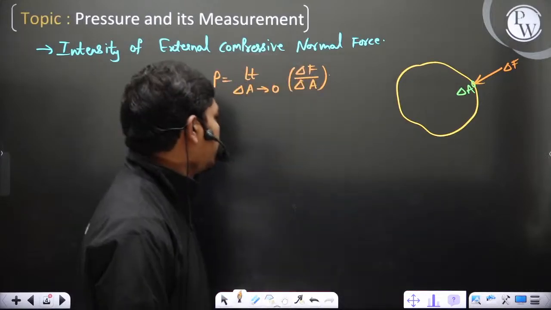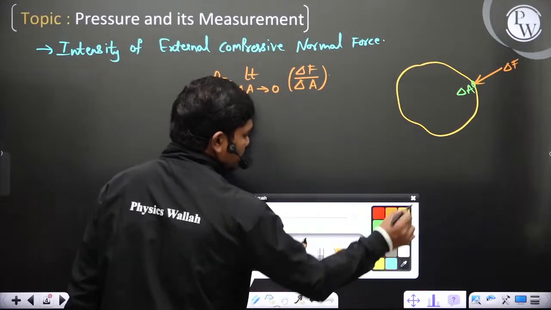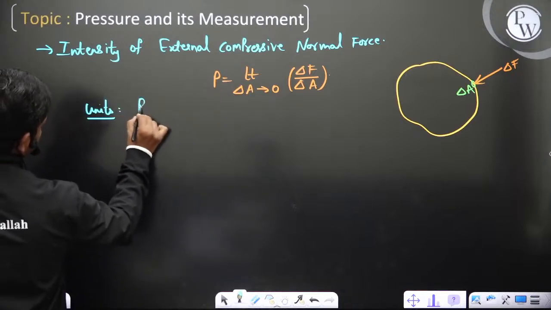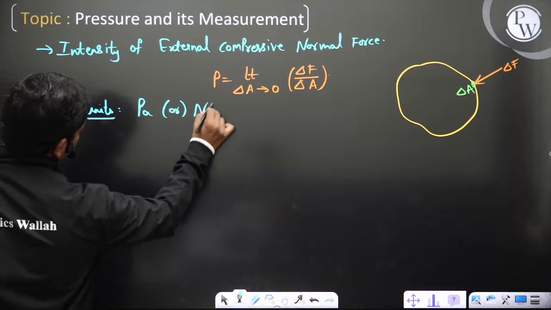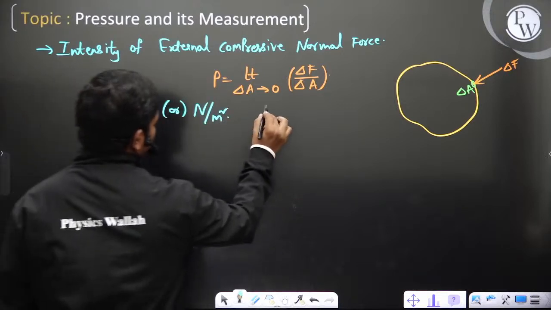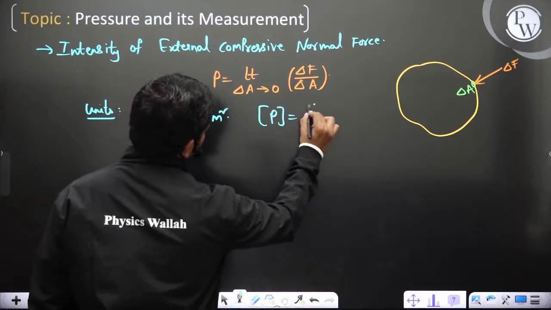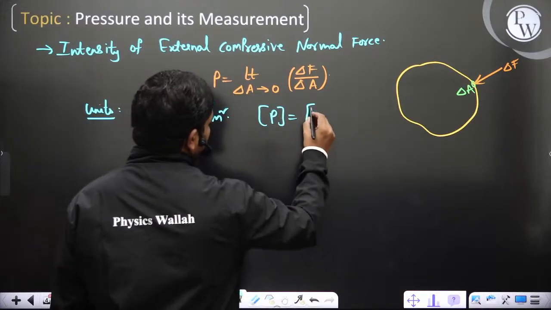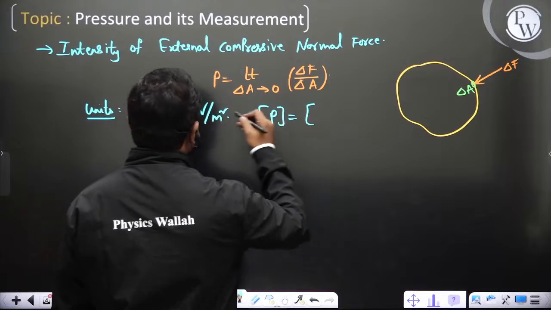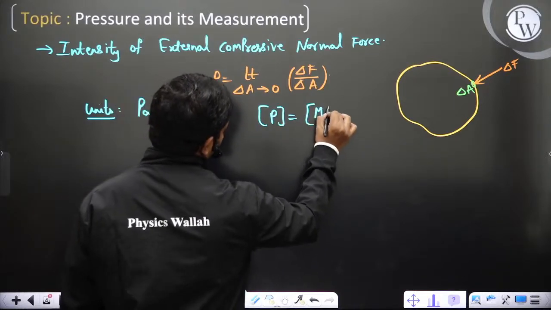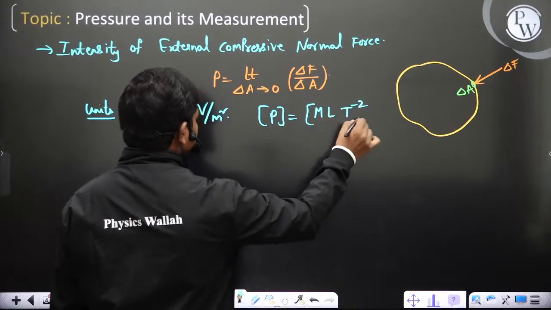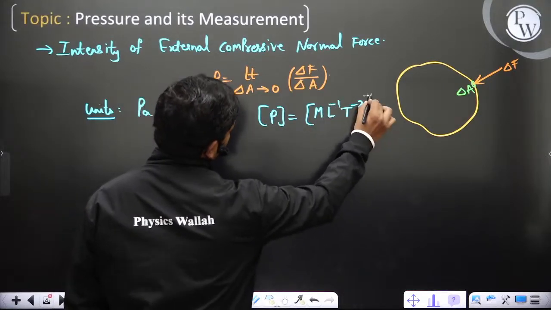Now let us see, if this is pressure, then we have seen the units are pascals, or Newton per meter square in SI. And the dimensions of pressure: Newton is force, and force is equal to mass into acceleration. So M L T power minus 2, mass kg into meters per second square, by meter square. So L power minus 1 actually here.